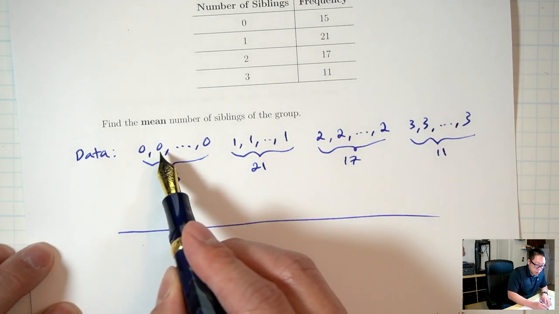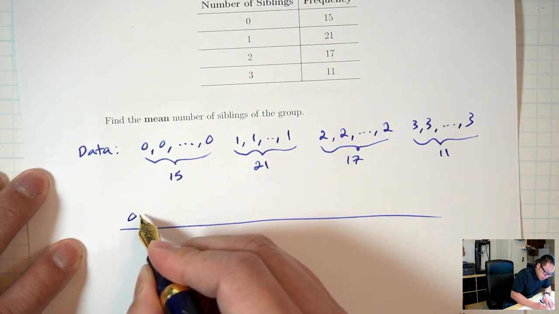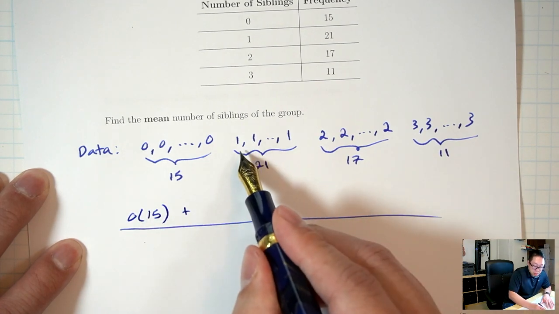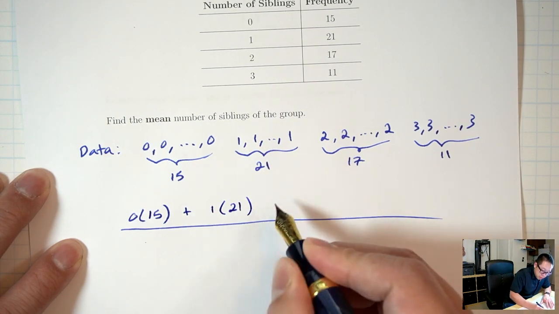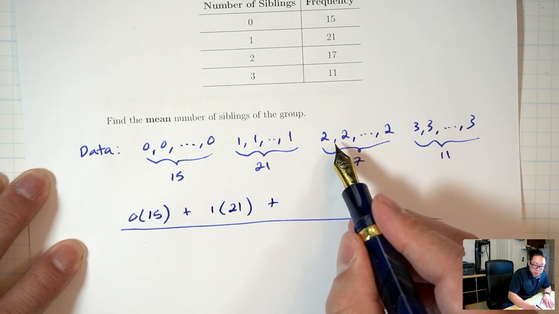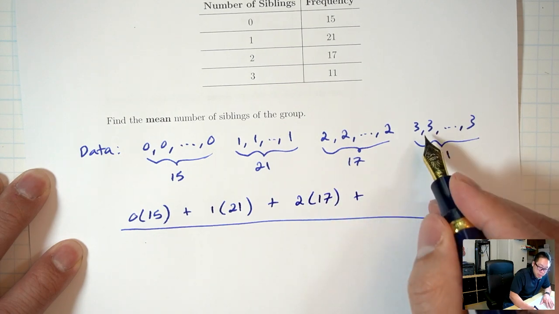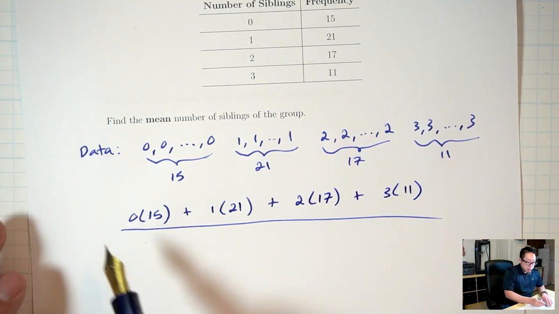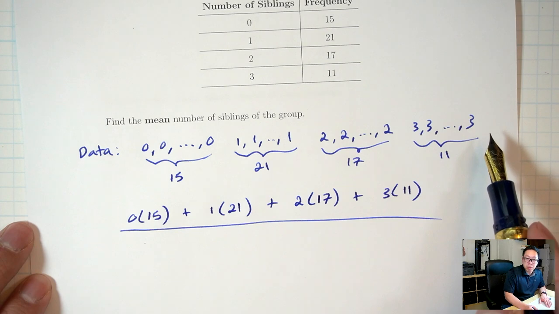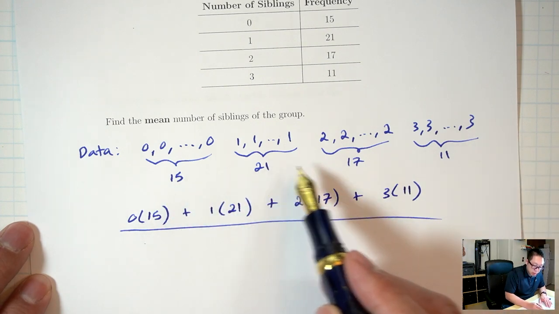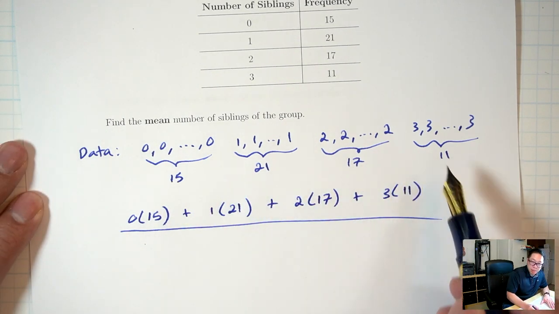You could go 0 plus 0 plus 0 plus 0, 15 times, or that's the same thing as saying 0 times 15. You could go 1 plus 1 plus 1 plus 1, 21 times, but that's the same thing as 1 times 21. You could go 2 plus 2 plus 2, 17 times, or you could just do 2 times 17, and then 3 times 11. Okay, that's adding up all these original data values, and then you're going to divide by however many data values you have. So there's 15 of these, 21 of these, 17 of these, and 11 of these. So in total, you have 15 plus 21 plus 17 plus 11 data values.